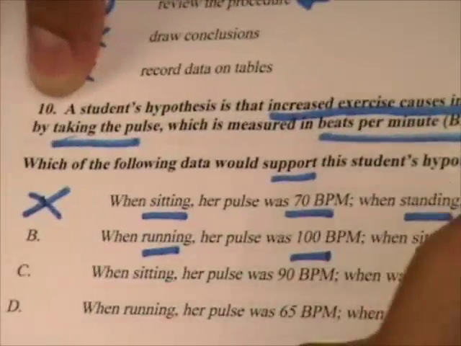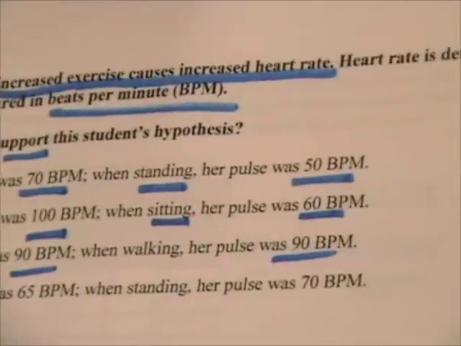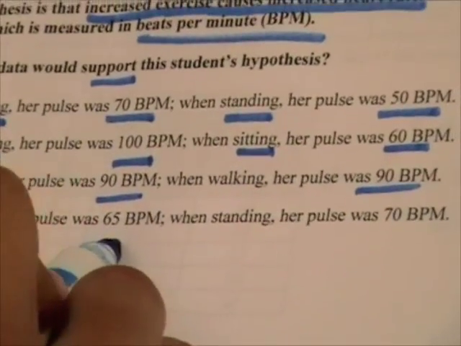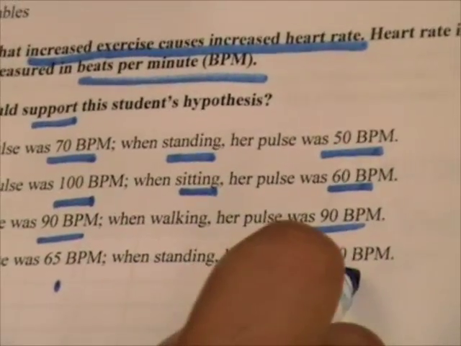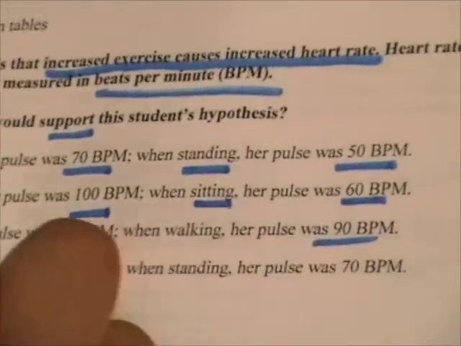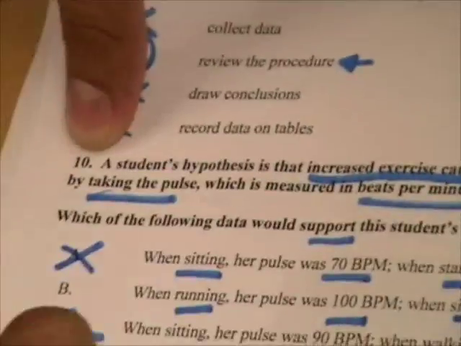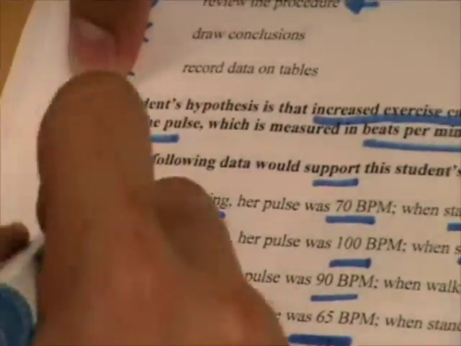Let's just make sure here. Sitting is 90, walking is 90. No, these are the same. Running 65, standing 70. No, you should be more while running. Nope, that doesn't make sense. B is my answer.